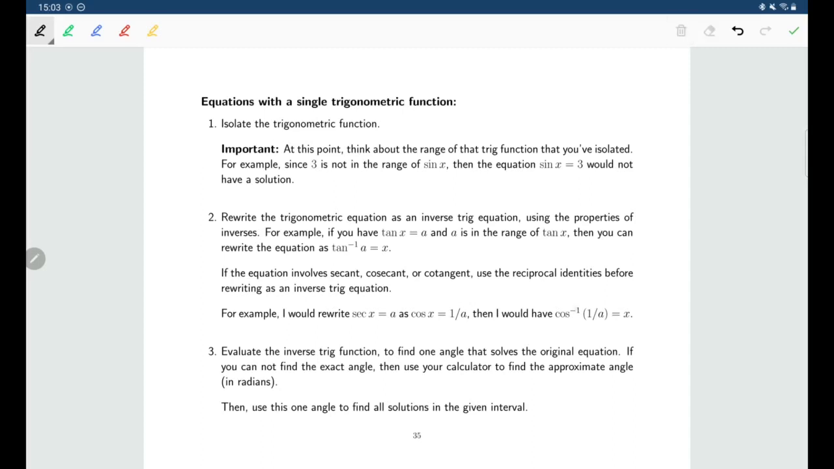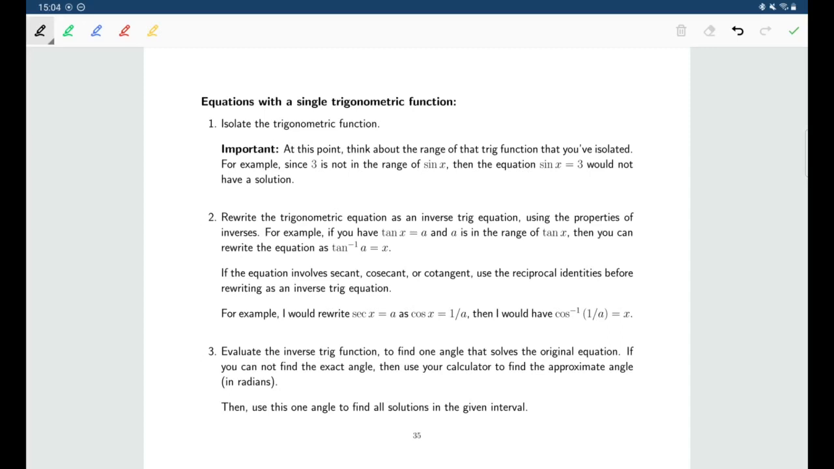And of course, I'm doing that because we've talked about inverse sine, inverse cosine, and inverse tangent. We haven't defined an inverse secant or an inverse cosecant or an inverse cotangent. So for those three functions, you're going to want to write those in terms of sines or cosines or tangent first. Now, once we've done that, we can then evaluate that inverse trig function. And once we've also done that, then we can use that answer to find all the values in the interval that we've been given, which will solve that original problem.